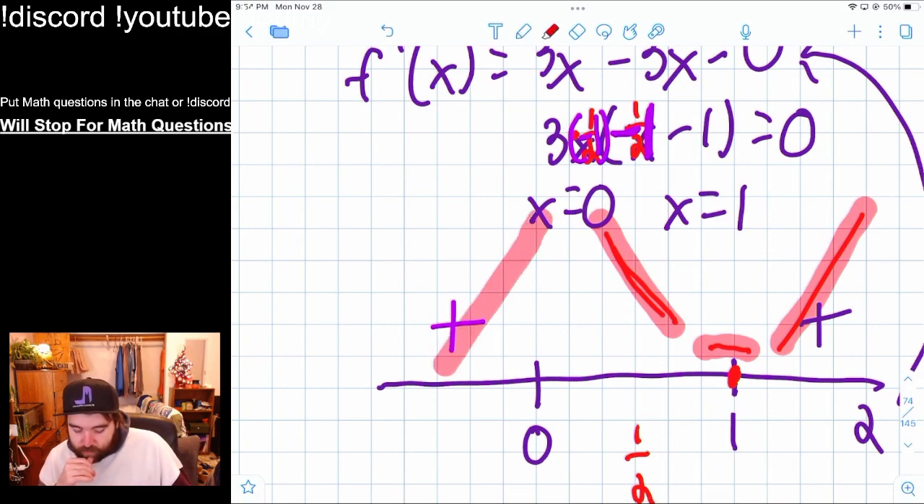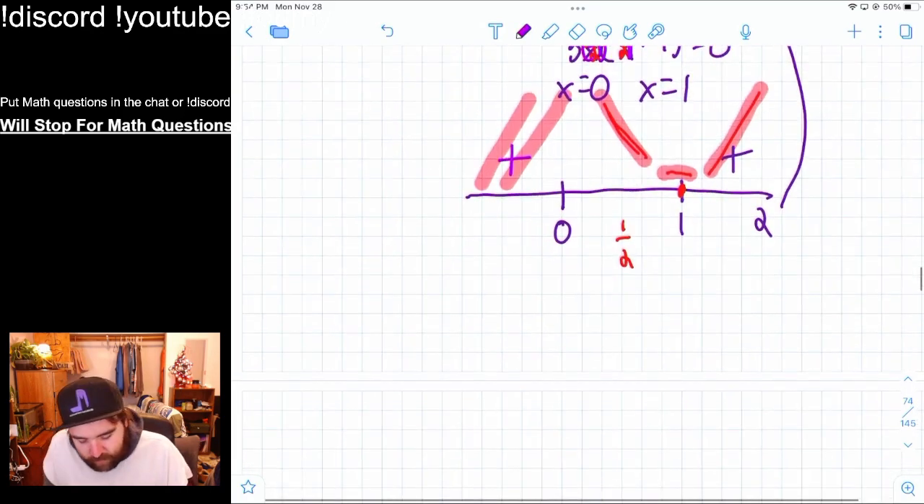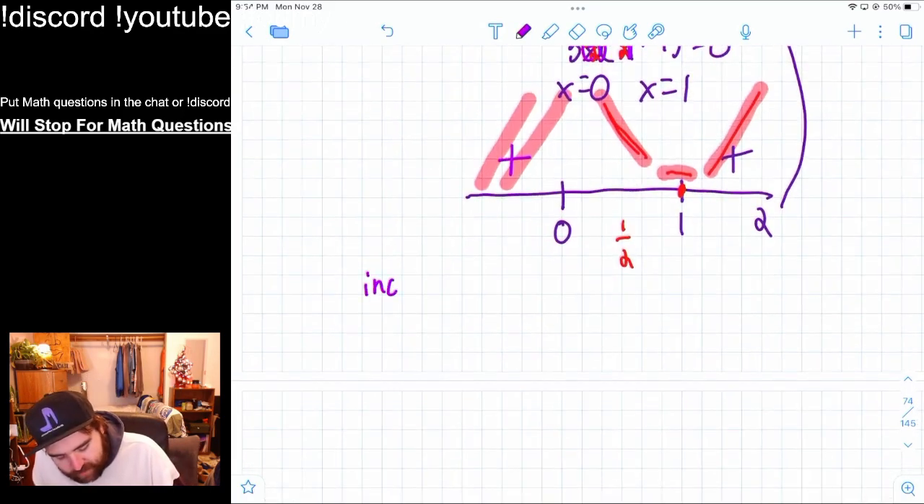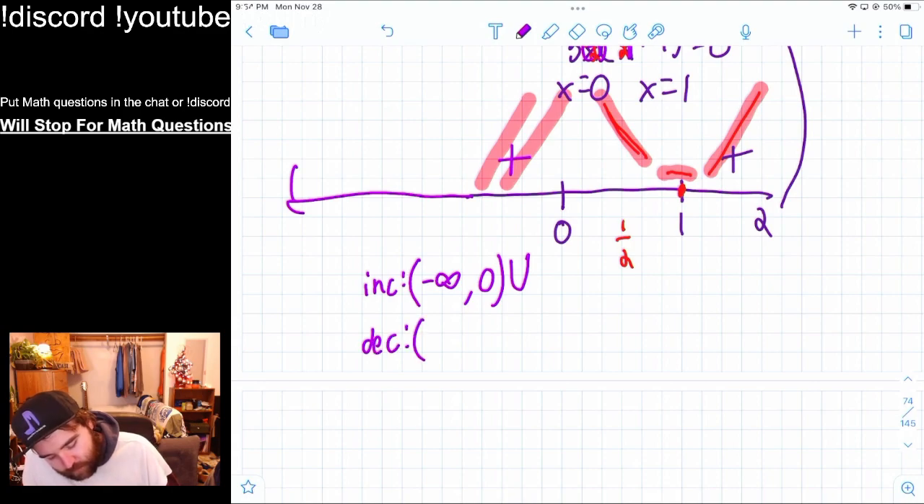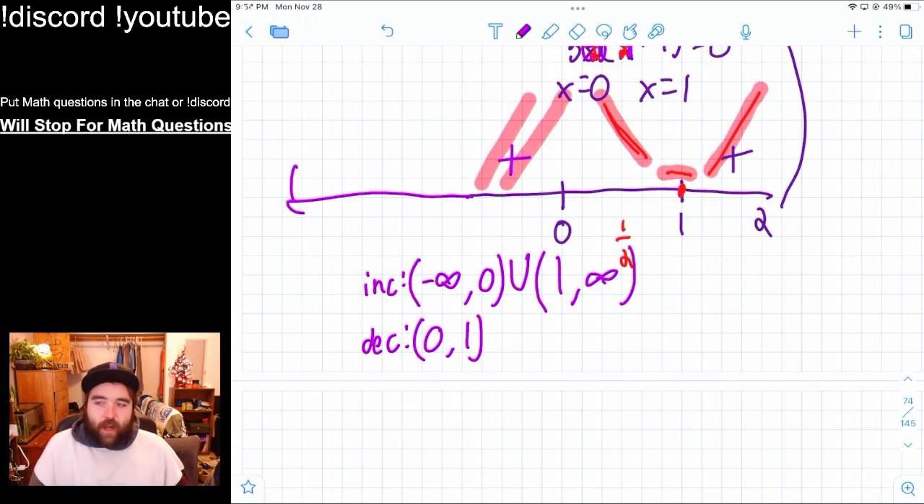So that's sort of what this graph looks like. It's increasing, and we can even write that down, because that's what they ask. It's increasing all the way from -infinity to 0. But then it's decreasing in between 0 and 1. But then it's increasing again from 1 up to positive infinity.